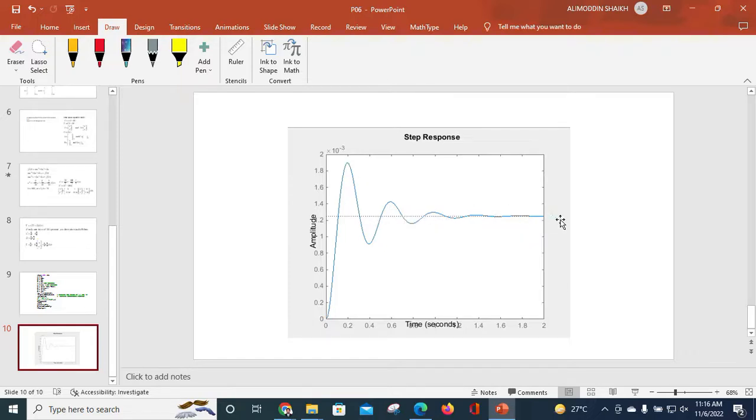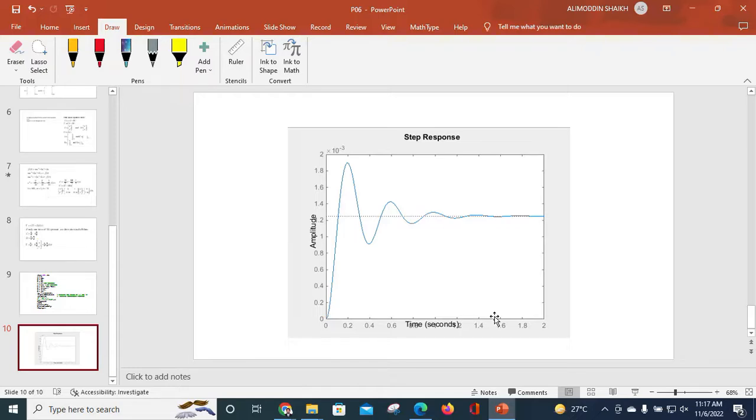All oscillations are damped here. Initially there are somewhat sudden oscillations, and slowly the amplitude of vibration reduces and it becomes normal. After 1 second, or 1.4 seconds, the response becomes normal.